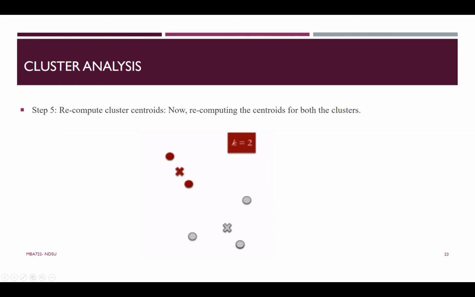In step 5, recompute cluster centroids. Now, recomputing the centroids for both the clusters. The algorithm repeats steps 4 and 5 until no improvements are possible. Similarly, we'll repeat the 4th and 5th steps until we reach global optima. When there is no further switching of data points between the 2 clusters for 2 successive repeats, it will mark the termination of the algorithm if not explicitly mentioned.